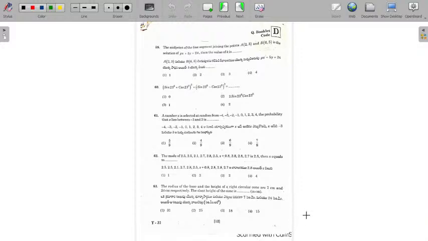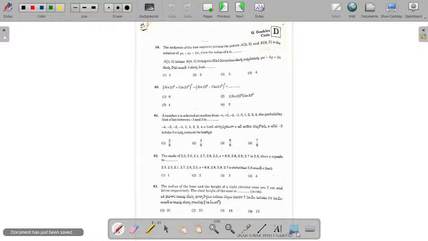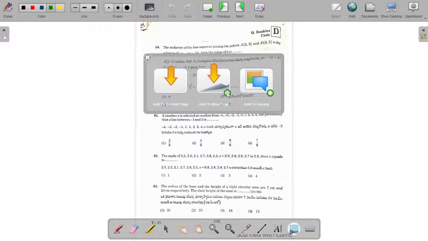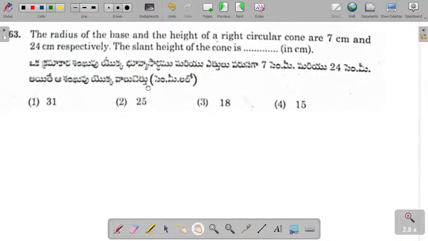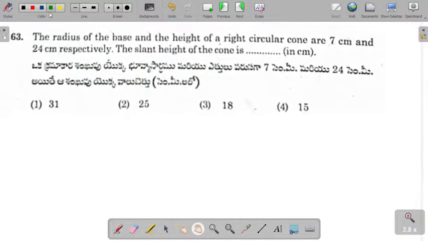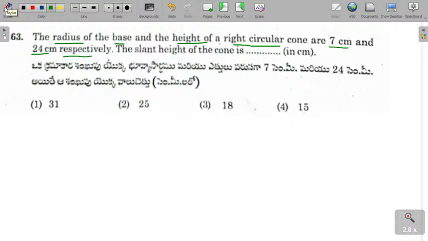That was the 60th problem. Now let us move to the 61st, the third problem, the 63rd problem. Let us magnify this one so as to understand it better. This problem is related to the mensuration chapter, right? The radius of the base and height of the right circular cone are 7 centimeters and 24 centimeters respectively. The slant height of the cone is... a very beautiful problem this is. This problem is related to the cone, right?